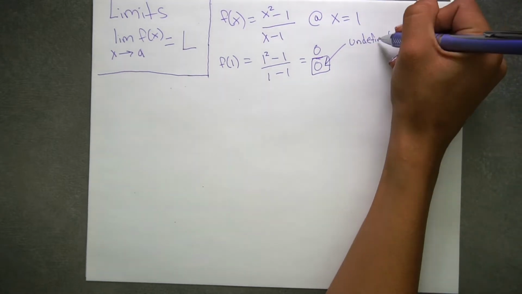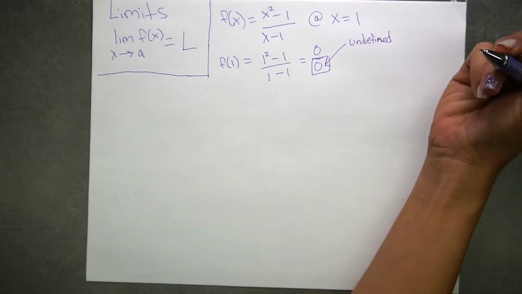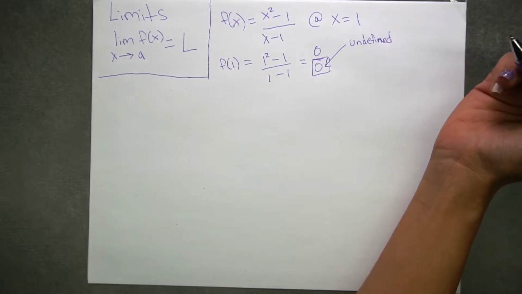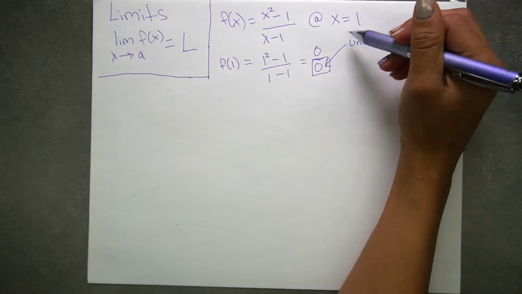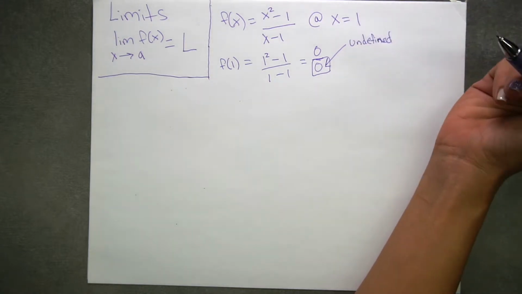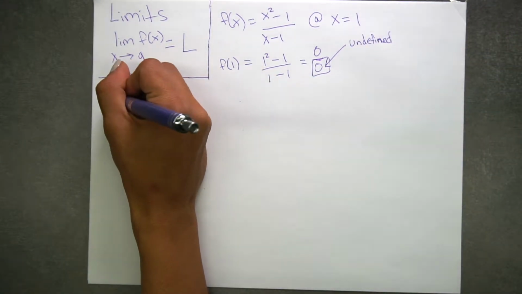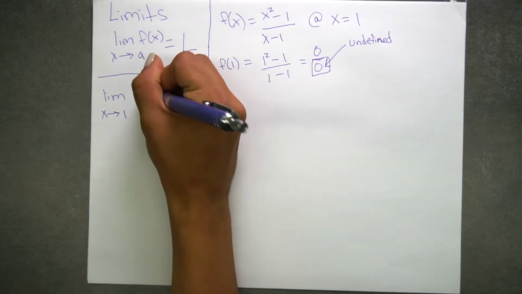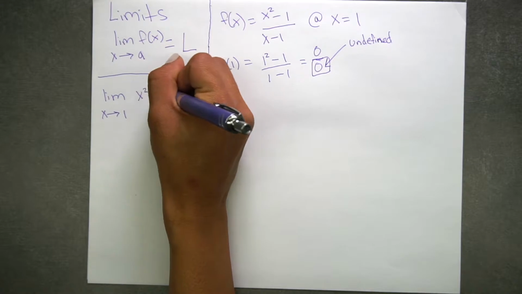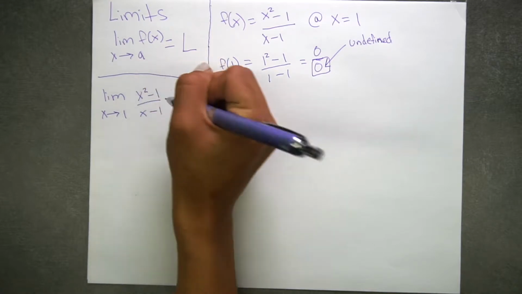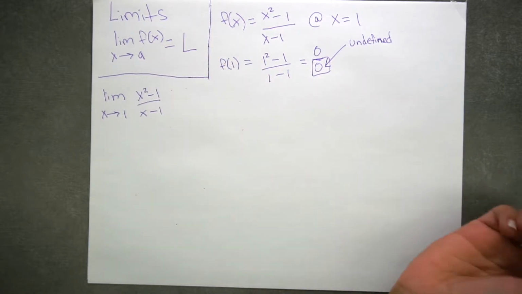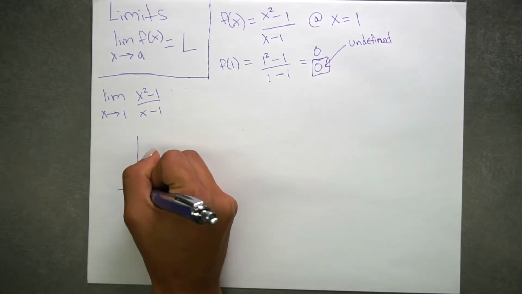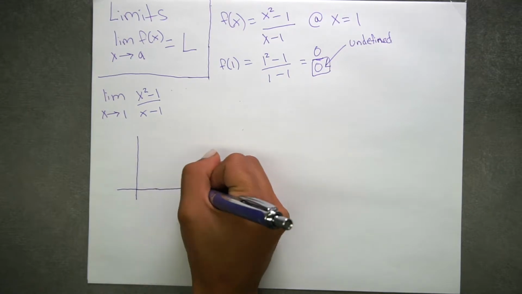And even though our function is undefined, we can still use limits to describe how our function is behaving at values around x equals 1. So the limit as x approaches 1 of our function x squared minus 1 over x minus 1. In this video we're just going to show the graphical way of dealing with limits.